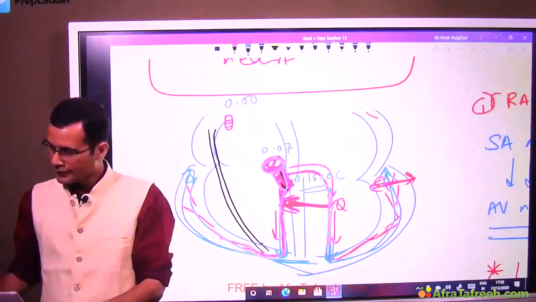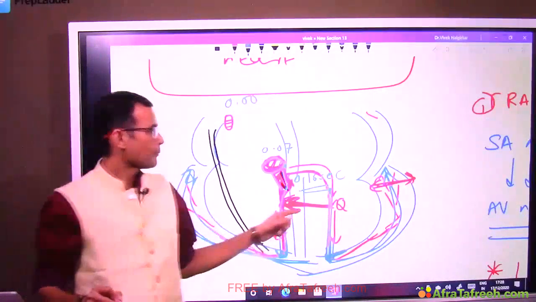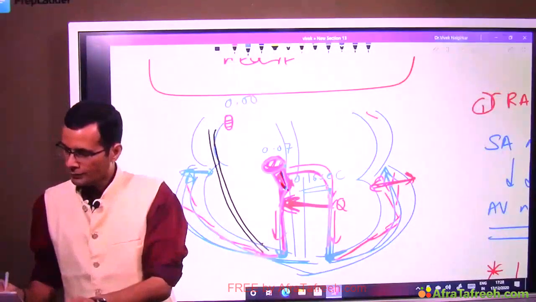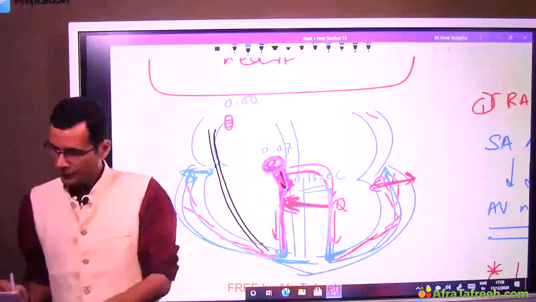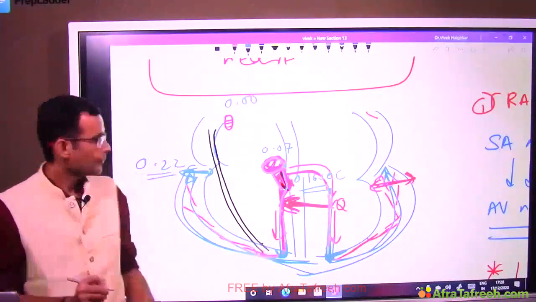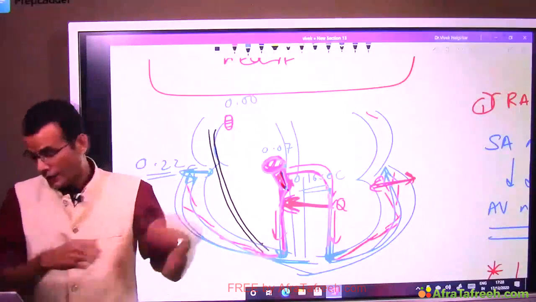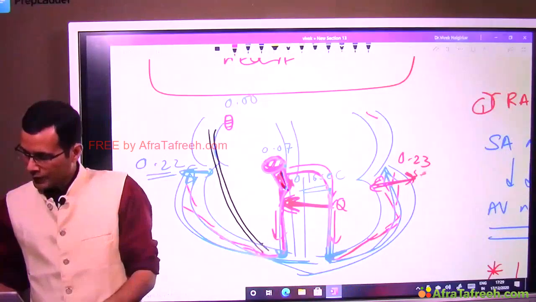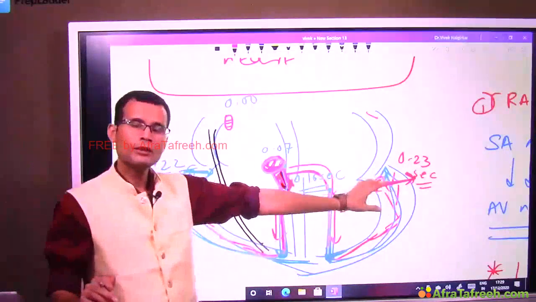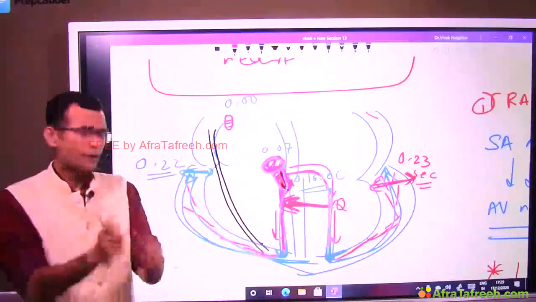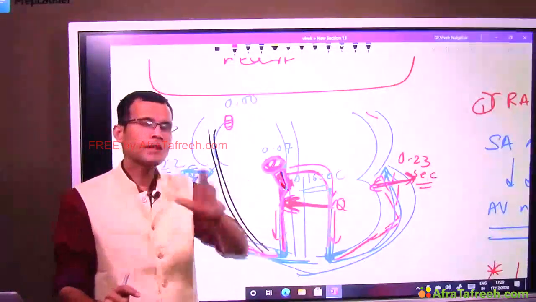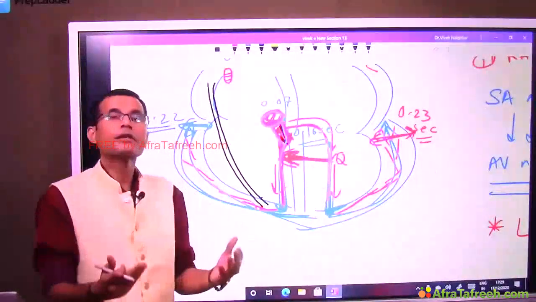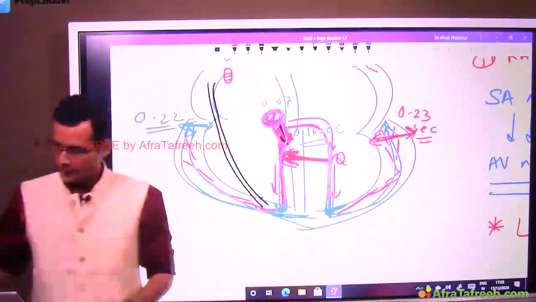Then at 0.19 seconds, it will reach the apex. 0.19, yes. And then look, the base of the heart. Here is the base of the right ventricle. By 0.22 seconds, it will reach the base of the right ventricle and depolarize the right ventricle. And by 0.23 seconds, it will depolarize the base of the left ventricle. So the left ventricle has taken that 0.01 second extra to complete the depolarization, and that's because of the greater thickness of the left ventricle compared to the right ventricle.